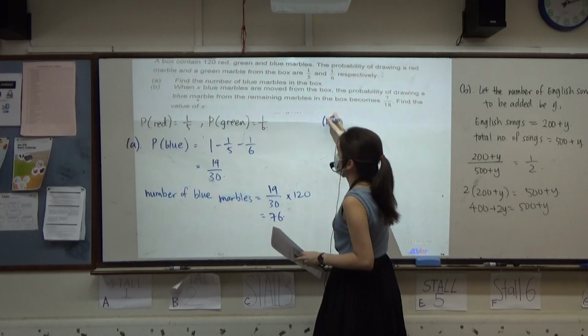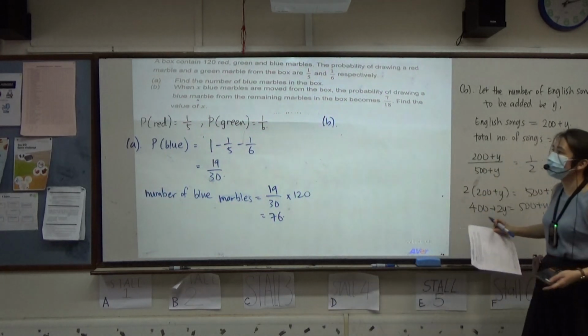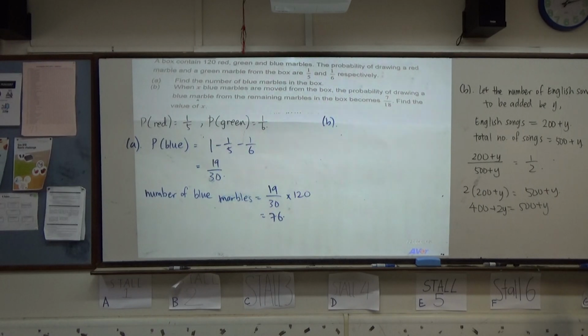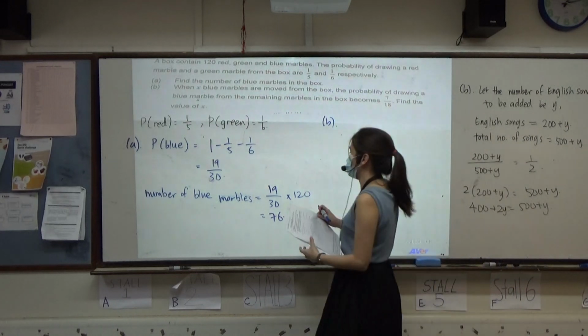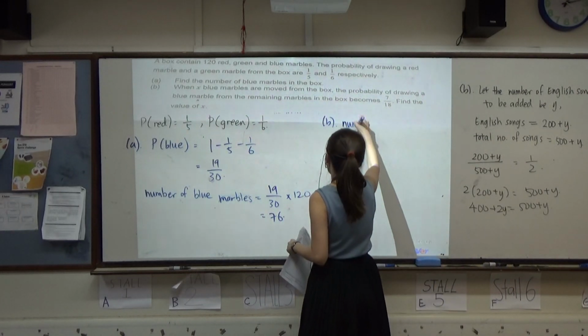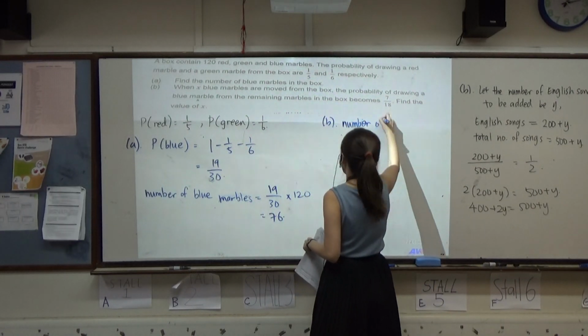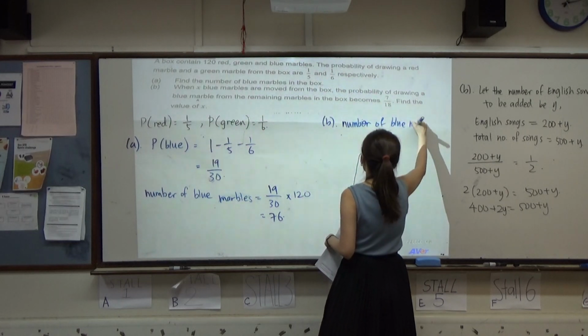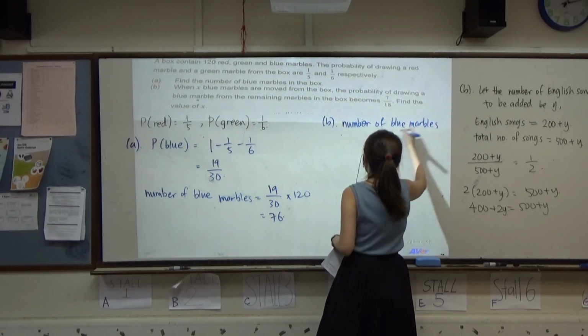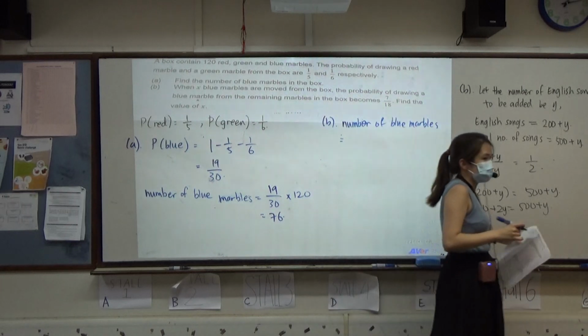Next, in part B, when x blue marbles are removed from the box, the probability of drawing a blue marble from the remaining marbles in the box becomes 7 over 18. So now the number of blue marbles is being reduced. So how many blue marbles are there now?